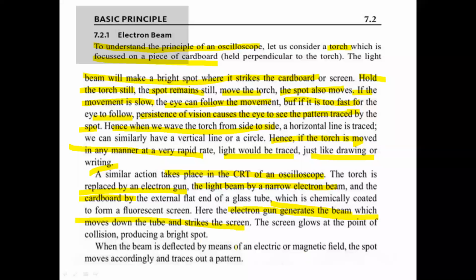Here we have to use some means of an electric or magnetic field such that the spot moves accordingly and traces out a pattern.